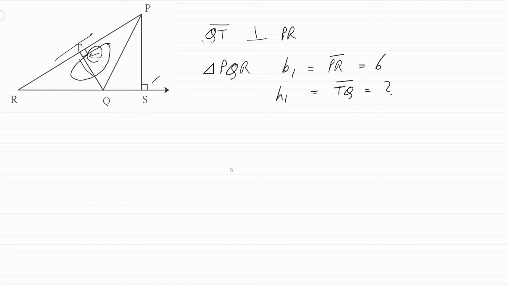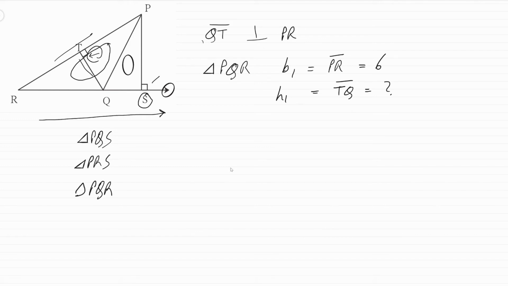Now the second thing is, I'm looking at this perpendicular line, okay. Now if you look at this perpendicular line, it is resting on a ray. So that means this perpendicular is a height of a triangle. Now this particular height can belong to two triangles. One is triangle PQS. It can also belong to triangle PRS. And it can also belong to triangle PQR. So this height can belong to three triangles.